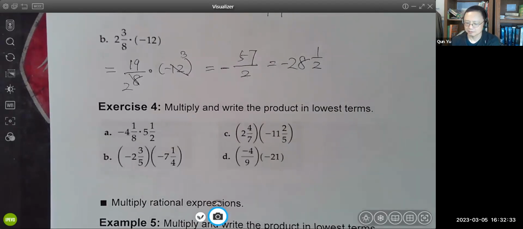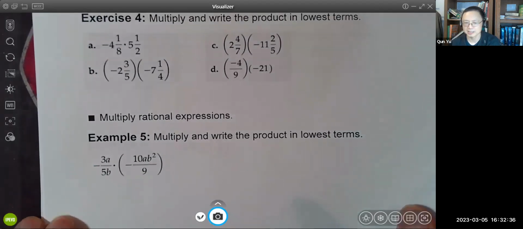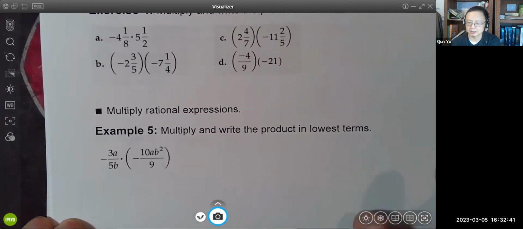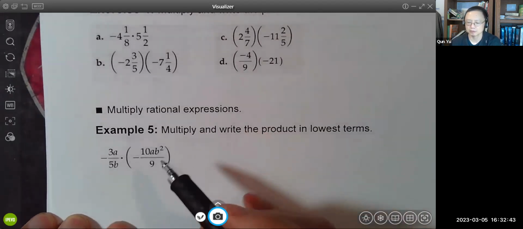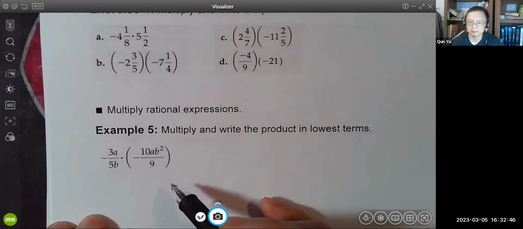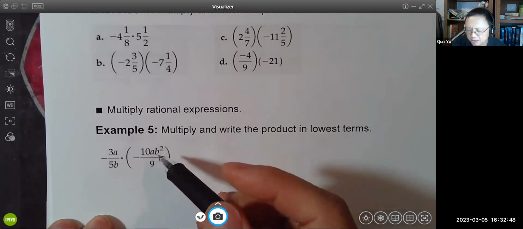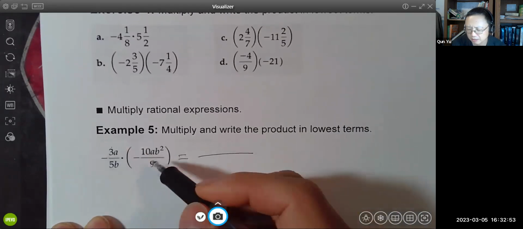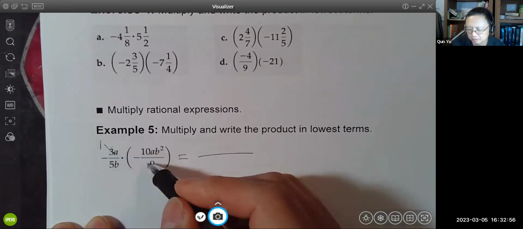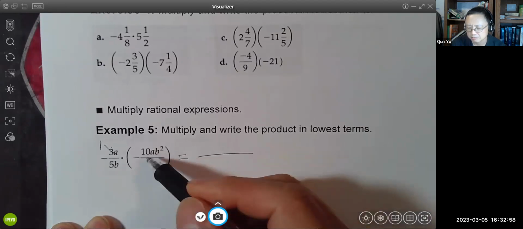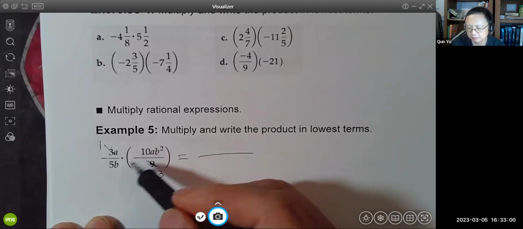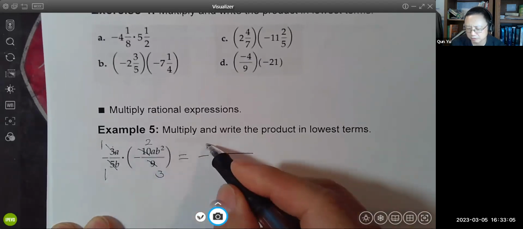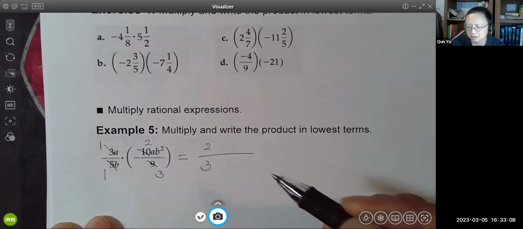Now, next one, we're going to multiply rational expressions, such as this one. So the way we do it basically is the same. We just have to work with variables instead of numbers. First, look at the number part. Negative times negative is positive. And then 3 and 9 can be canceled, divided by 3 on both sides. Same thing for this pair between 10 and 5. We can divide by 5 on both sides. So in terms of numbers, we have 2 left on the top, 3 left on the bottom.